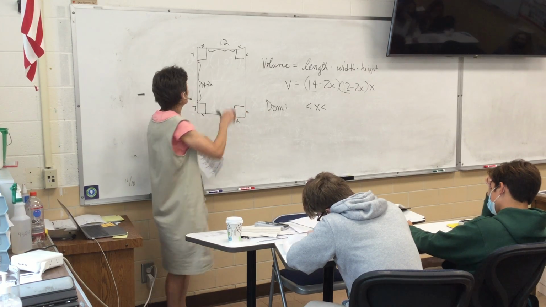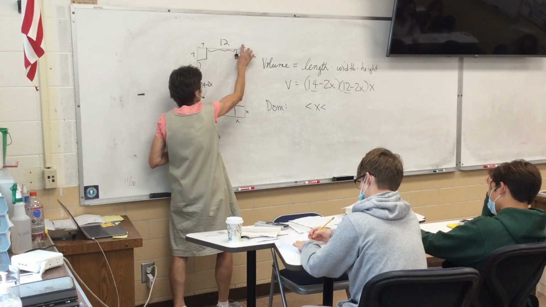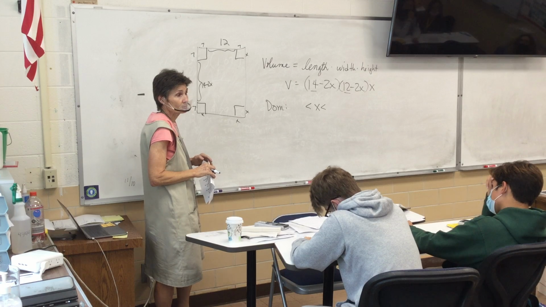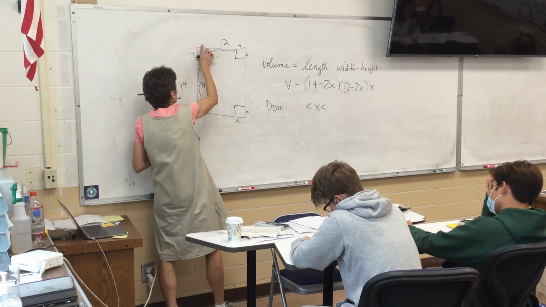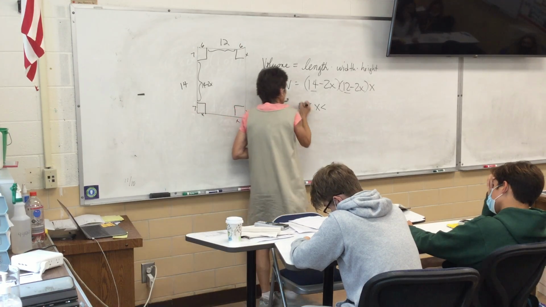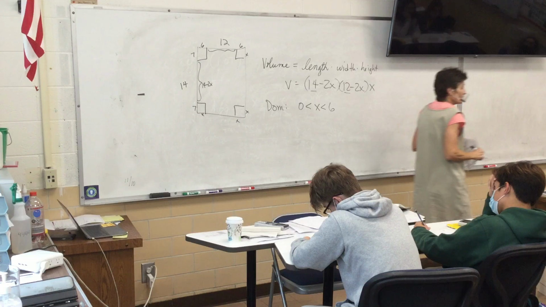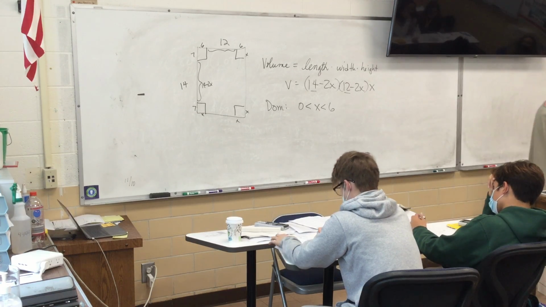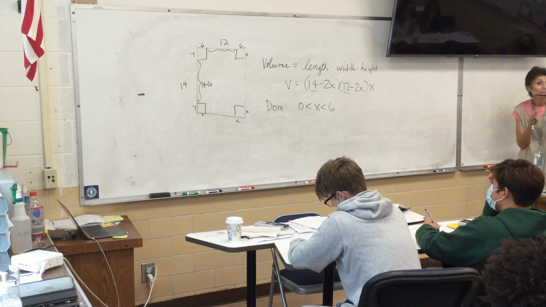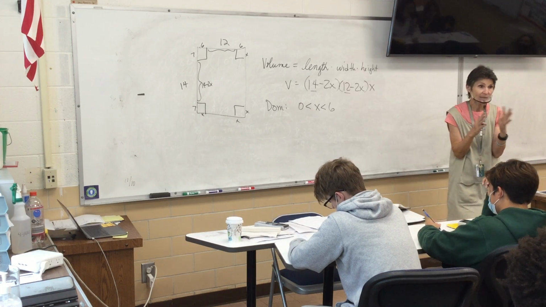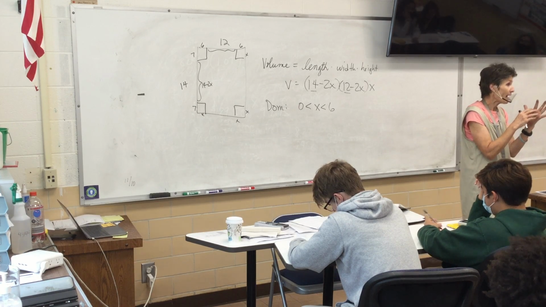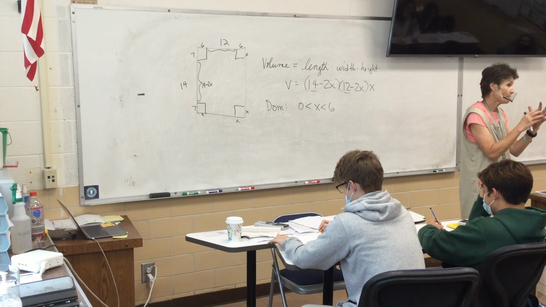But that won't work up here, kids. Can you take 7 here and 7 here? No. 6 and 6? Your domain is 0 to 6. Your domain, your x, the size of the squares that you cut out, has to be bigger than 0. It can't be negative, so it has to be bigger than 0. And it has to be less than half the smallest dimension.